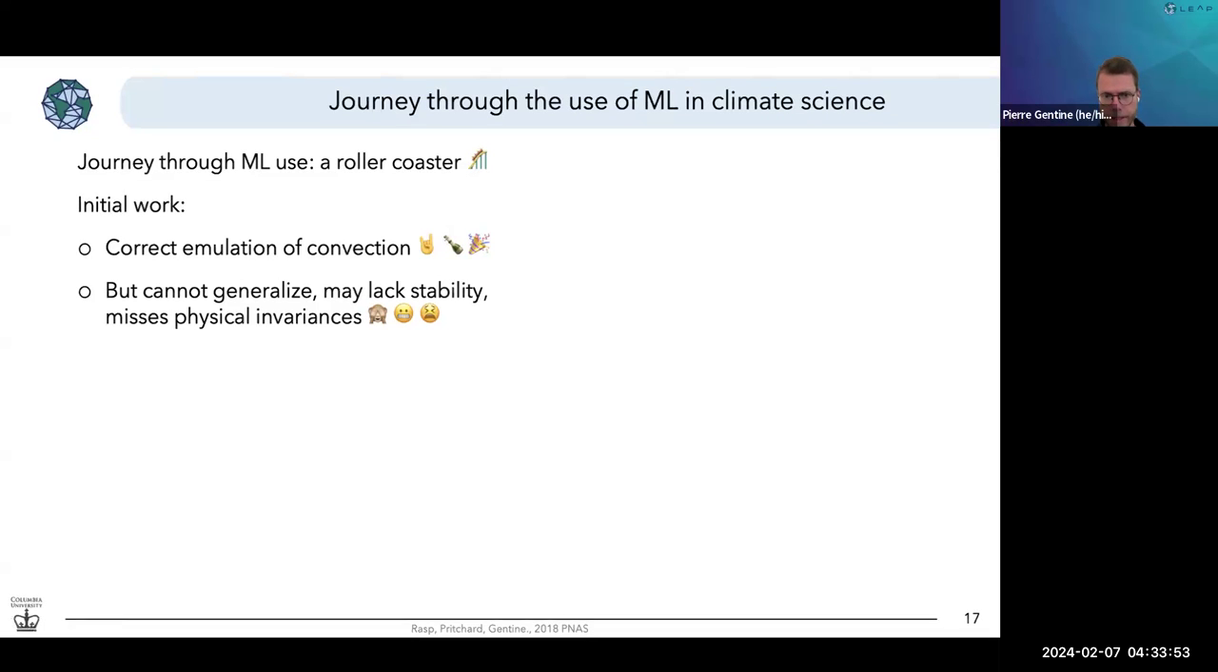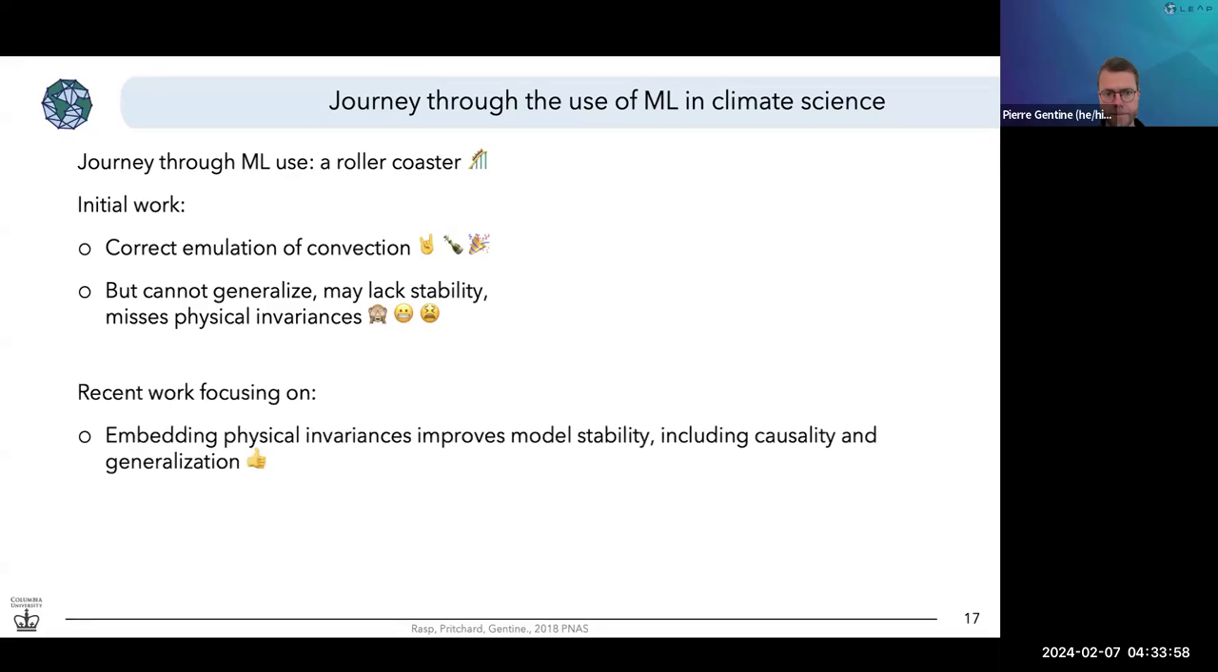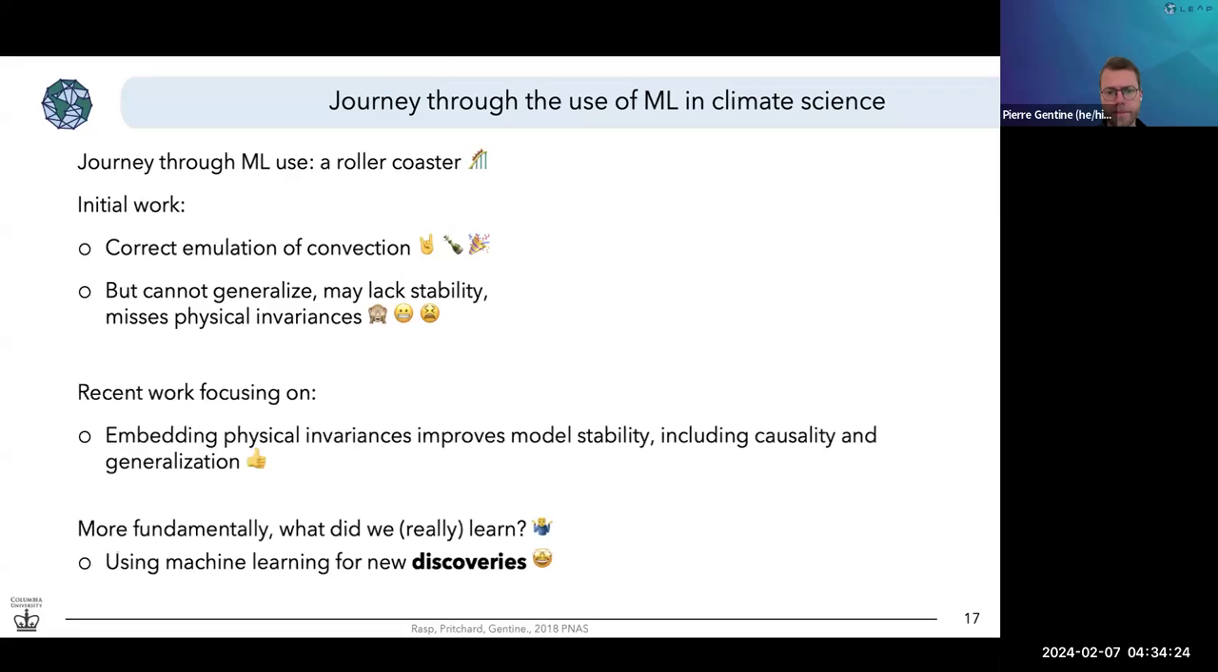So some physical equations, for instance, that are quite critical. And so over the last couple of years in my group and with colleagues, we've been trying to embed those physical invariances, sometimes called equivariance, to better respect physics when we plug in those machine learning algorithms. And we believe that this is also a good way to improve model stability, build some sort of causality and improve generalization, as I just showed you here.